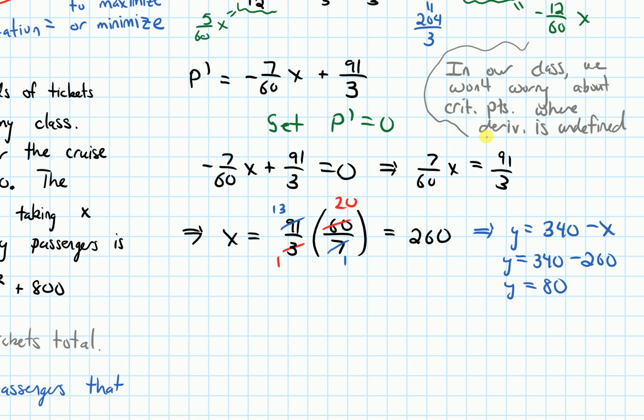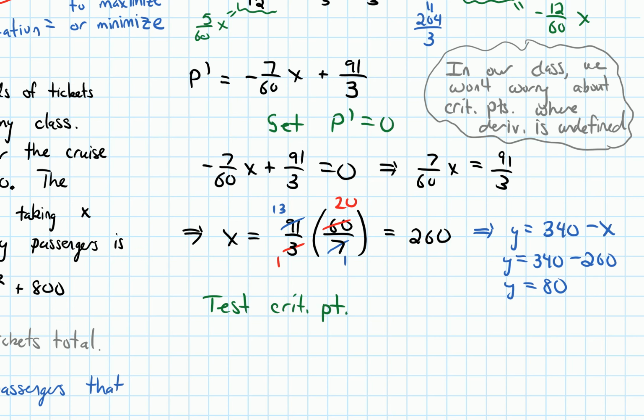So in Math 30 or in the previous calculus class, that's something that we considered more. In our class, we're going to simplify the process a little bit there and only focus on the possibility where the derivative is 0. Okay, so we know we get this critical point when x is 260. But we don't know whether this corresponds to a max or a min. So we need to now test our critical point.